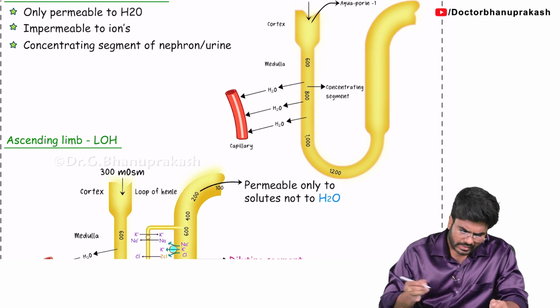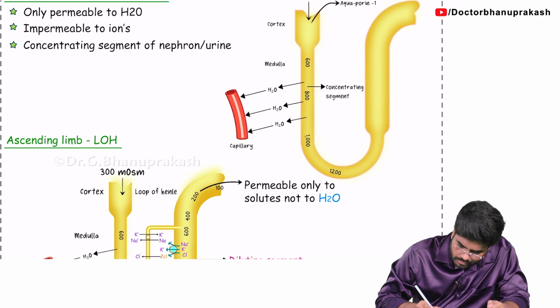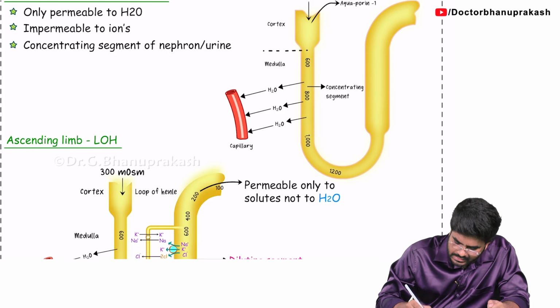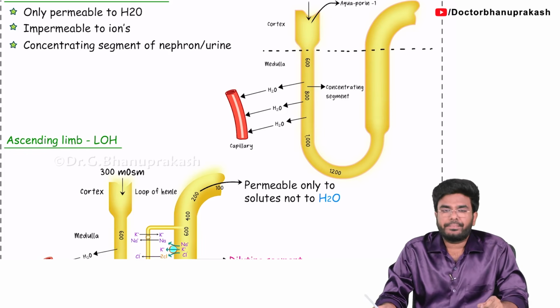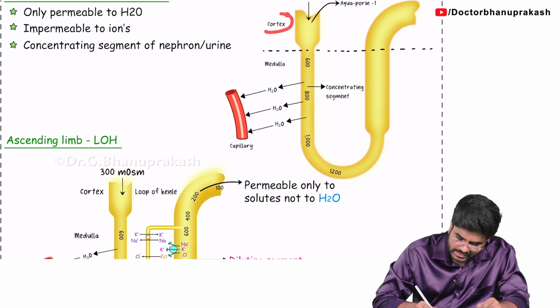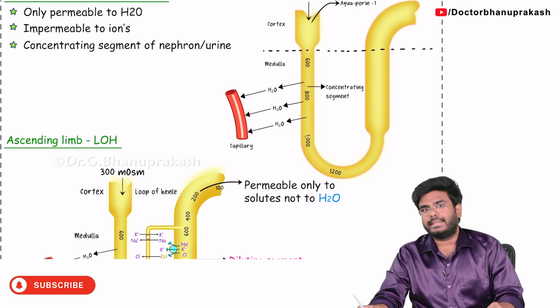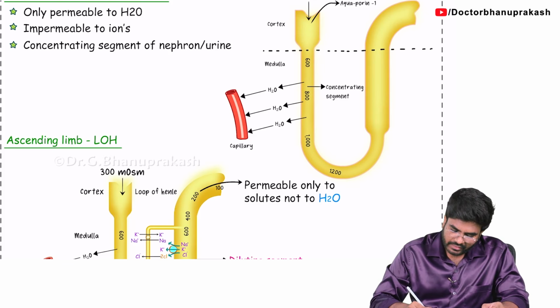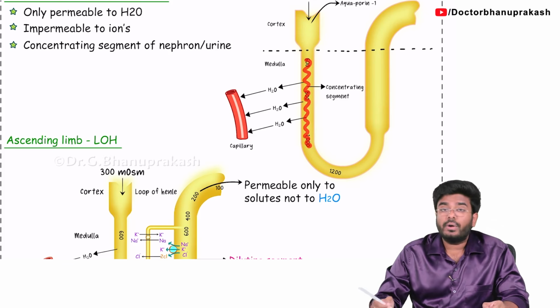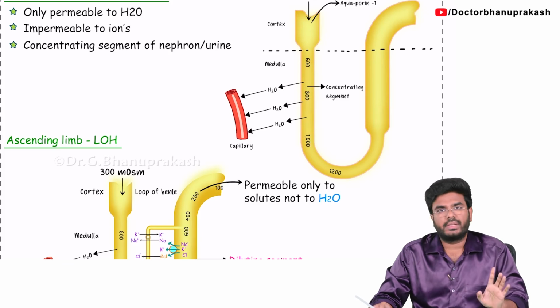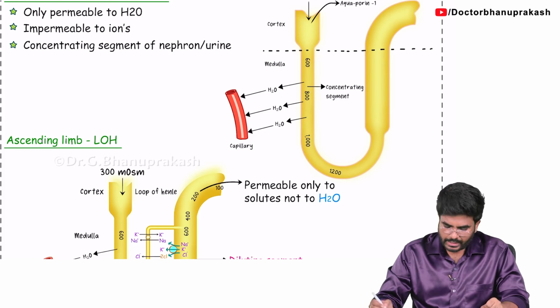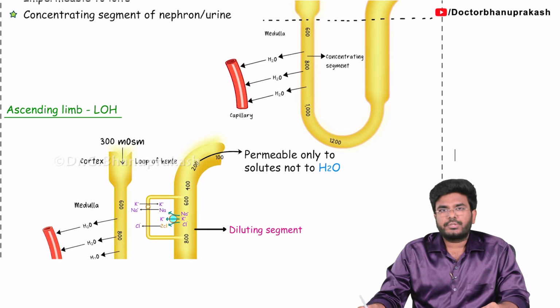Done. Now what else you need to know here is the loop of Henle is present in the medulla. In the cortex there is the proximal convoluted tubule as well as the DCT. But where exactly is this loop of Henle present? The loop of Henle is mainly present in the medulla region. Done. Now what are the important points that you should know?